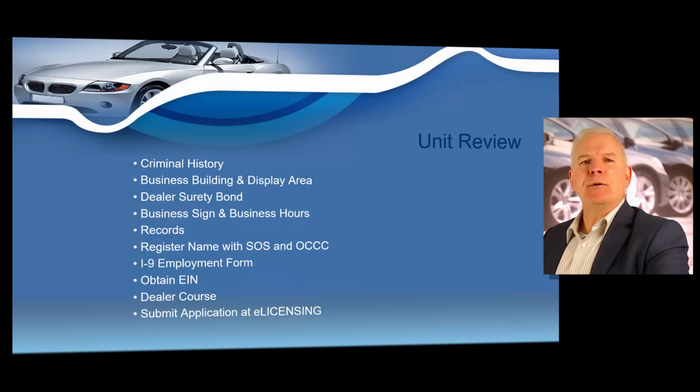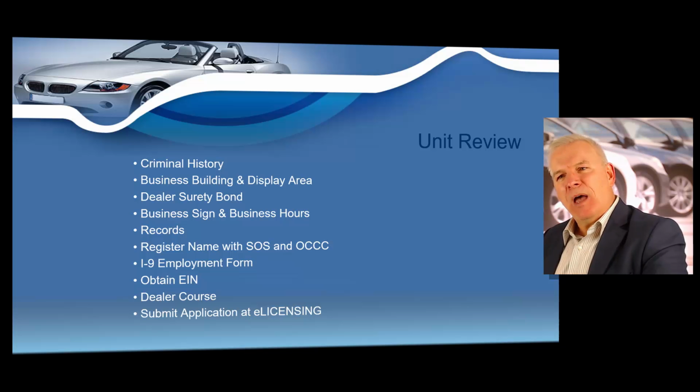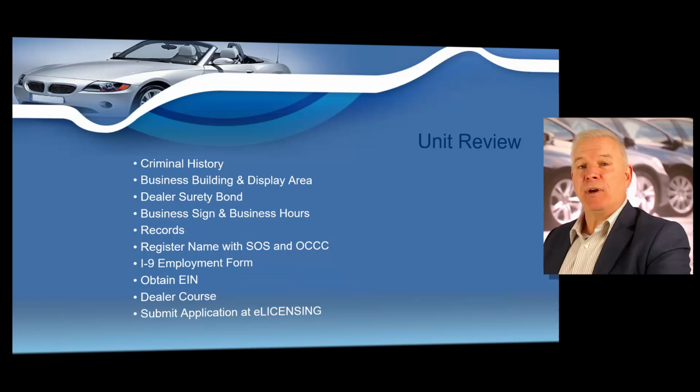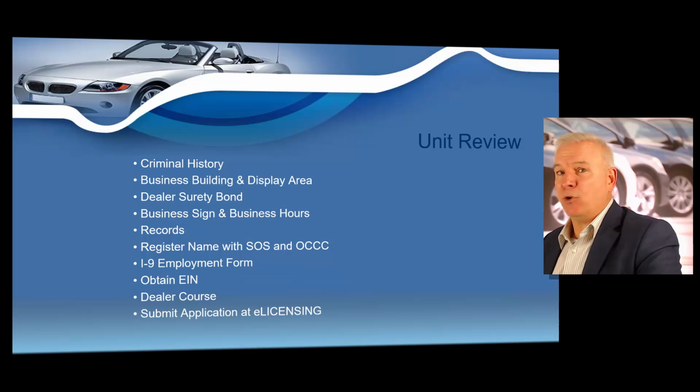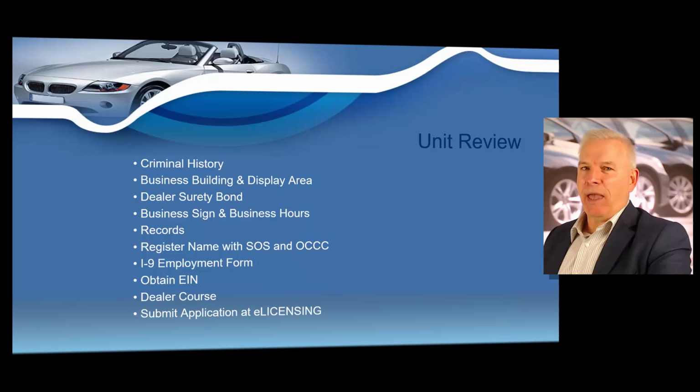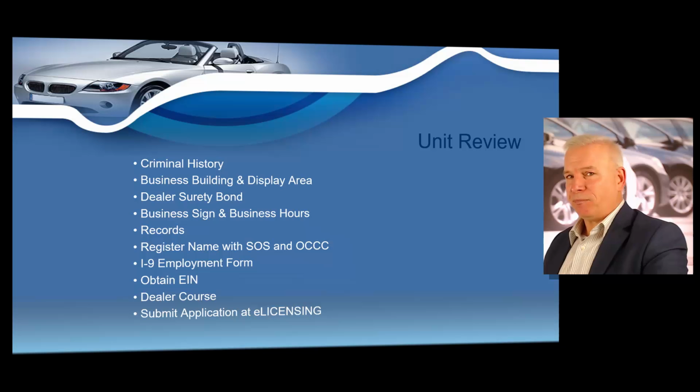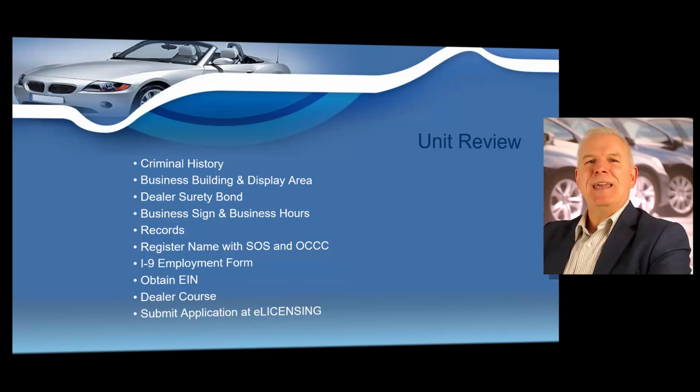So we've learned that in order to get a dealer's license, obviously you have to have a business building. You're going to have that display area. We have to have a criminal history check conducted as well. You have to submit a dealer surety bond, have that business sign, and maintain business hours. You're going to maintain records. Many dealers will register with the Secretary of State. If you're offering any type of financing, we're going to register with the OCCC. You've got to have that I-9 employment eligibility form. You're going to obtain your EIN. Remember, you take your 6-hour dealer training course, and then you easily submit your dealer license application through eLicensing.